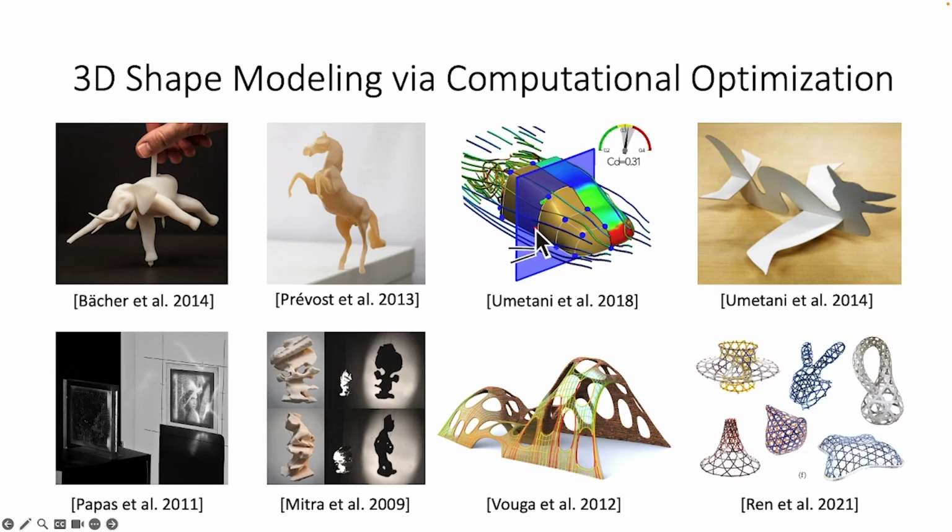Let me begin with the background of shape modeling via computational optimization. Working on graphics, we see a variety of interesting 3D shapes daily, and many of them arise from the optimization of certain physical functionalities. In fact, our graphics research community has presented various algorithms for modeling such functional 3D shapes.